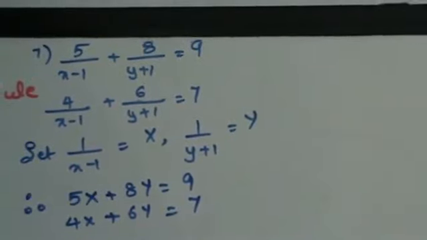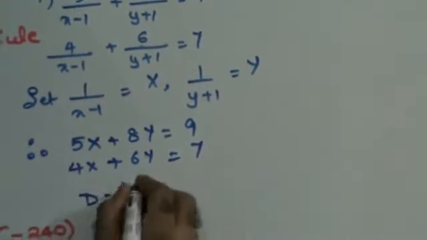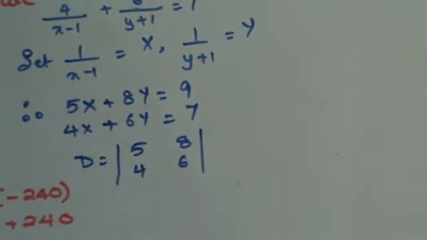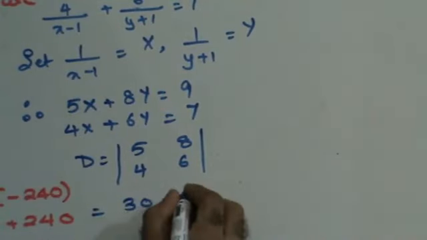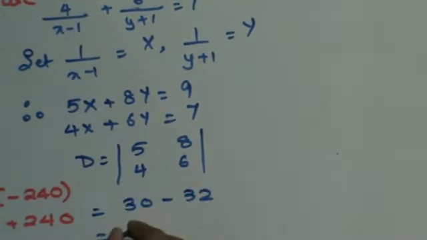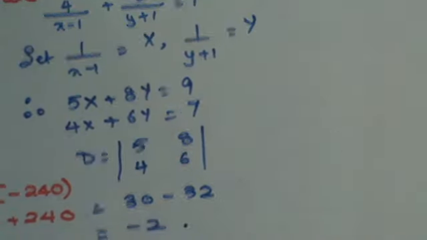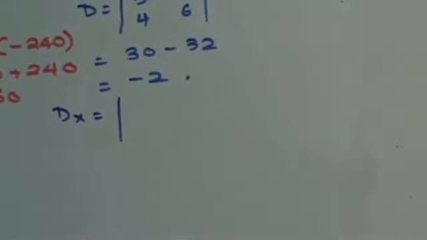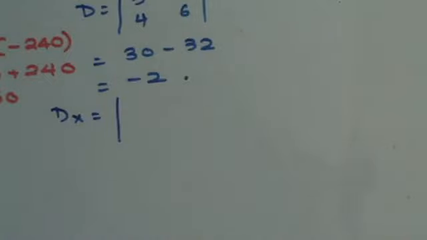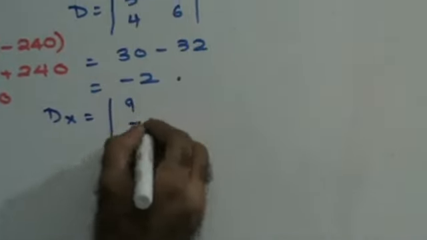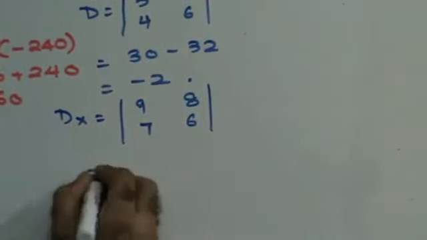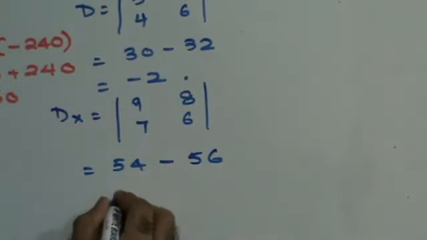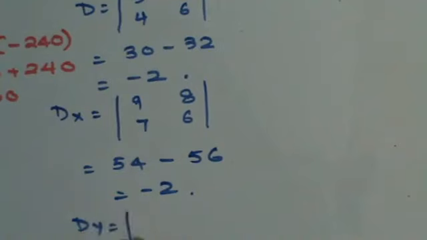Once I have the equation this way, then I can find out D first. How do I find out D? Write the coefficients of x one below the other, write the coefficients of y one below the other. This is 6 5s are 30, 4 8s are 32, minus 2. Next, find out Dx. How do I find out Dx? Substitute the x coefficients with the right hand side. So that means this will be 9, 7, 8, 6. 54, principal diagonal minus the other diagonal, 56, minus 2.